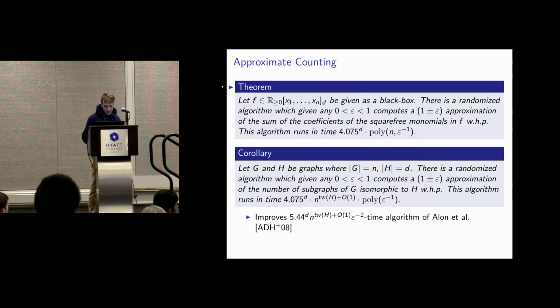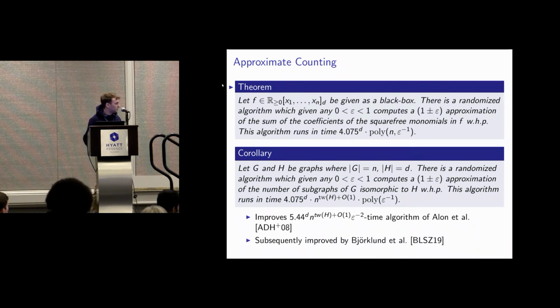And at the time, this improved the best known algorithm, which was due to Alon et al., and ran in time 5.44 to the d times some polynomial in n and 1 over epsilon. But this was subsequently improved by work of Björklund et al.